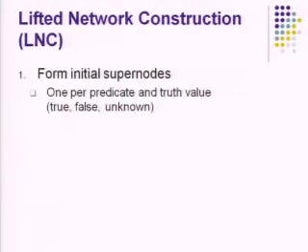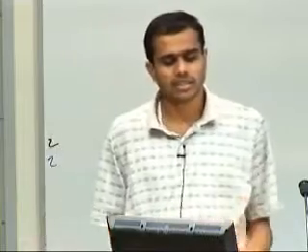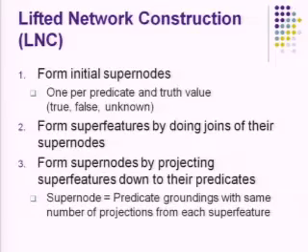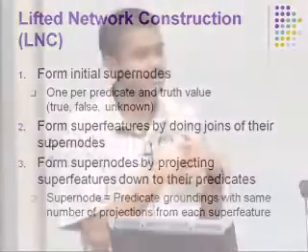So how do we construct this network? It's a simple process, a 4-step process. We start with an initial guess for the supernodes. Given your domain theory and given some constants and evidence, what is the initial guess for supernodes? A very basic guess is that you cluster all true predicates in one box, all false predicates in one box, and all unknown predicates in one box. That is the first guess, and you will refine it as we go along. Given these predicates or supernodes, you can now join them together to get the next level of superfeatures. Given that, you can project them back onto supernodes to get the finer supernodes.